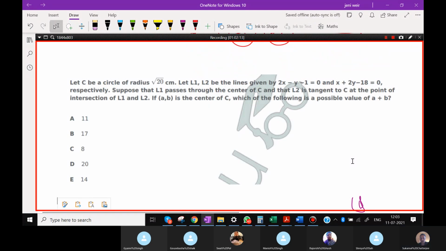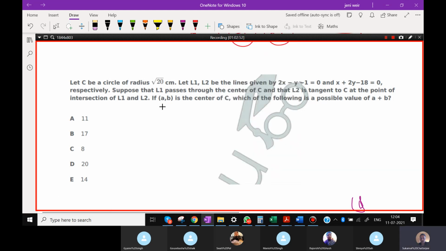Okay. Let C be a circle of radius root 20 centimeter. L1, L2 be lines given by 2x minus y minus 1 equals 0 and x plus 2y minus 18 equals 0 respectively. Suppose that L1 passes through the center of C and L2 is tangent to C at the point of intersection of L1 and L2. If (a, b) is the center of C, which of the following is a possible value of a plus b?